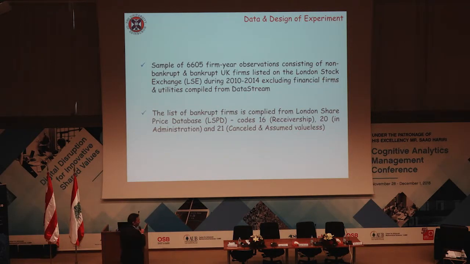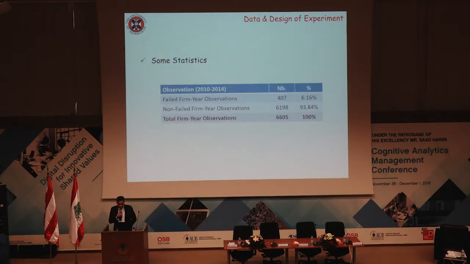In terms of bankruptcy, it's a matter of definition. How do you define bankruptcy? There is no consensus. Most of the research on bankruptcy, however, has considered these criteria: codes 16, 20, and 21. Here we are doing what everybody is doing in the field, so we are not innovating on this. This is one of the commonly accepted definitions of bankruptcy. Right, some statistics. This is important.